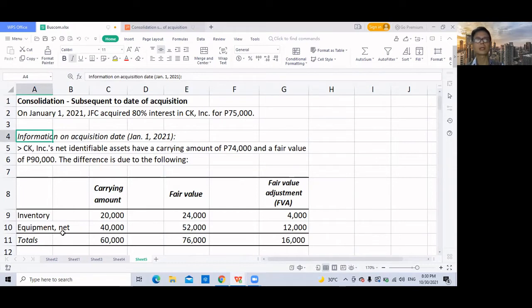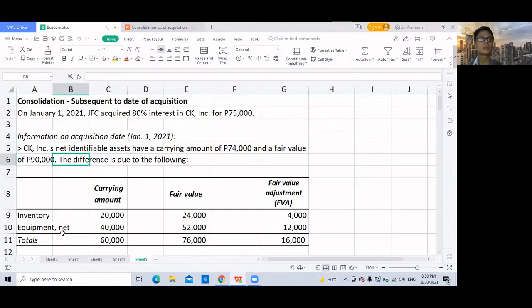Ayan. Makikita natin dito, no? Okay, so CK Incorporated's net identifiable assets have a carrying amount of 74,000. Take note of that, 74,000 in a fair value of 90,000. Ayan. So, magkaiba yung carrying amount dun sa fair value, ha? Kasi yung carrying amount, hindi pa dyan considered yung mga adjustments, no?